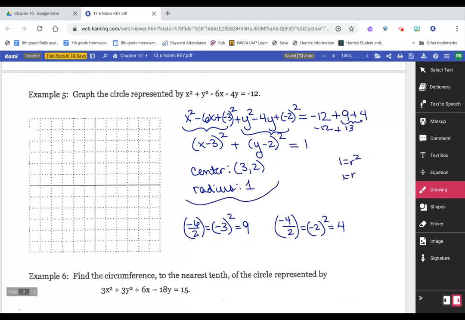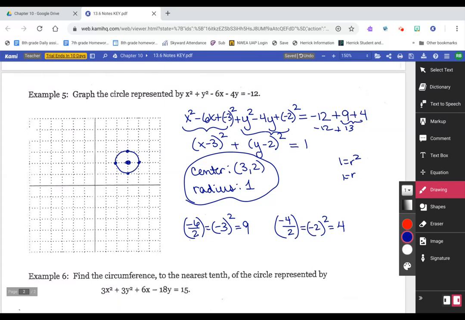You can easily graph this. Go over to the right 3, up 2, that's the center. Then you have a radius that's just 1 unit. So that's the radius all around it. So that would be your circle. That's a pretty bad circle. Let me try to draw it again. All right, good enough.